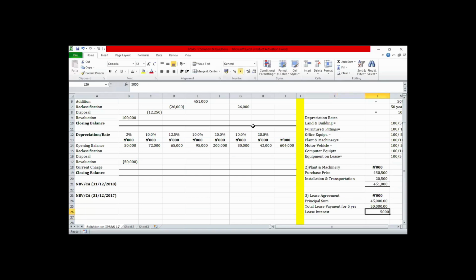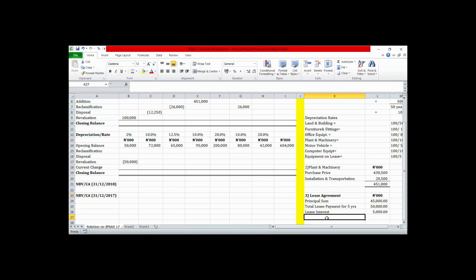Yes, sir. Now, you were told that under a finance lease, the lease payment must be what? Capitalized. You need to capitalize it. Simply, it means you can't recognize only the principal sum of 45 because interest is part of it. How do we come up with the analysis?